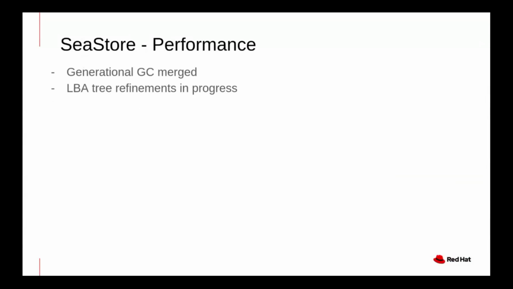There have been a ton of improvements for performance. The garbage collector has been replaced with a generational implementation that does a better job of grouping extents by age. And there have been a lot of improvements to the way the LBA tree works, to reduce the number of reads we actually need to do and improve the CPU efficiency of traversing the tree in memory.